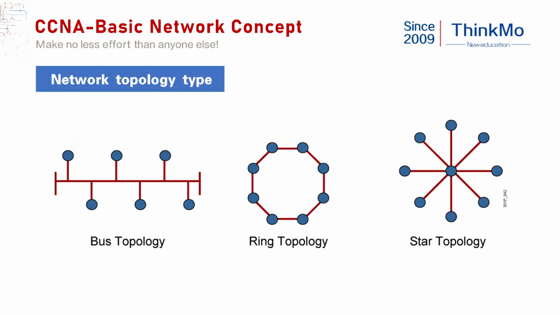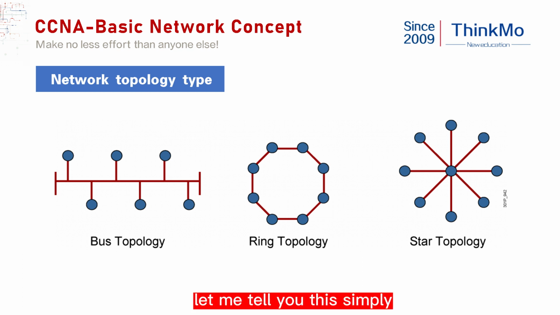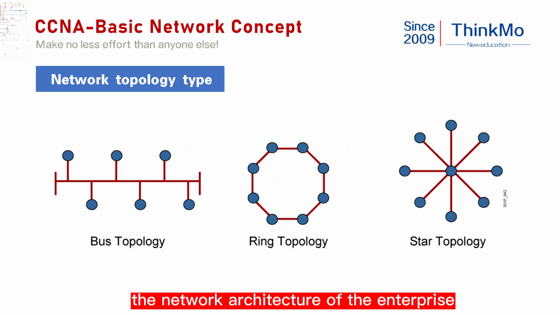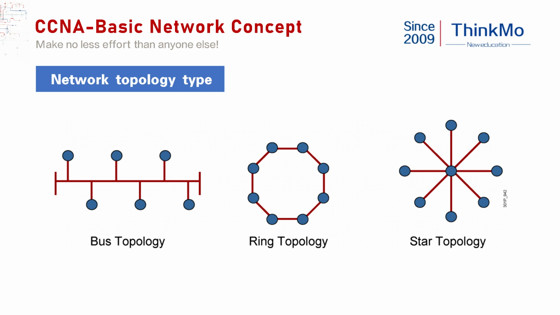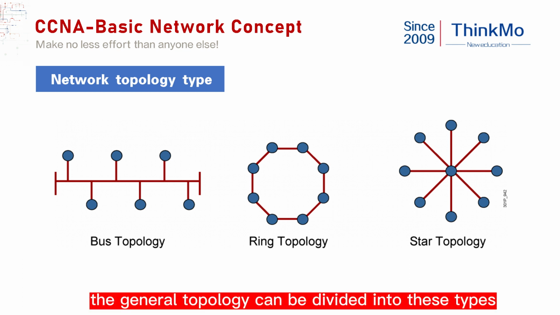Let's look down. Down here there is a network topology type. Let me tell you this simply. After we have deployed the entire enterprise network, that is, the network architecture of the enterprise, we depend on how the network is connected. The general topology can be divided into these types.